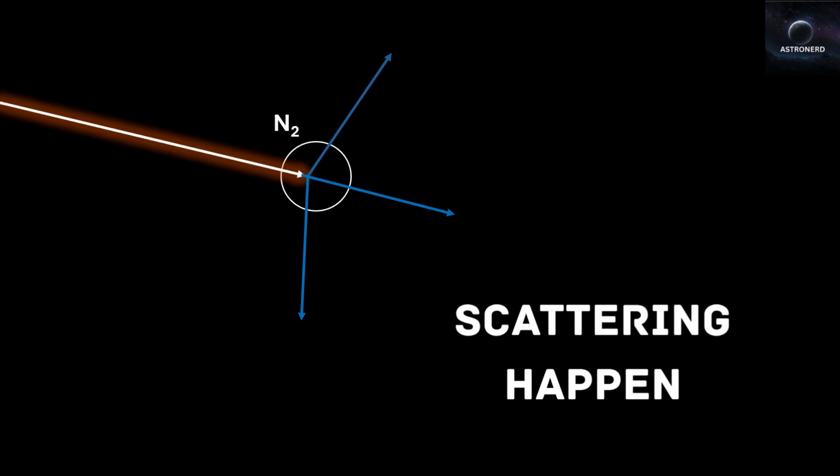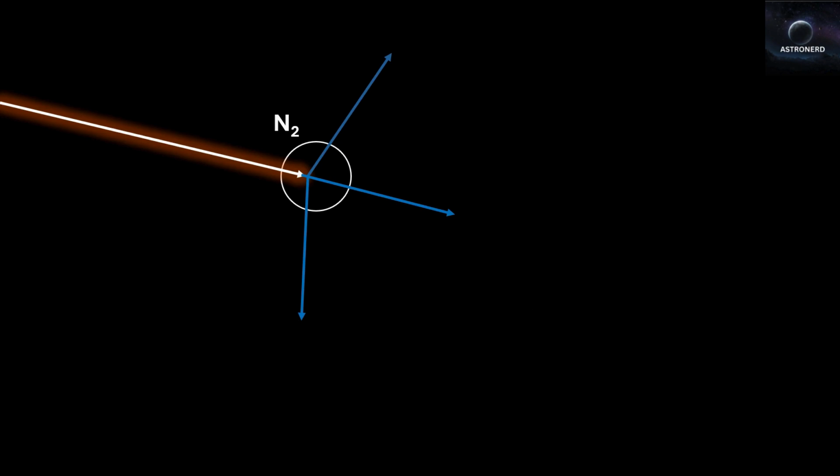Now, imagine one ray of sunlight entering the atmosphere. As the light travels, it encounters these tiny molecules. When light meets a molecule, a small amount of the light gets redirected. In physics, we call this scattering. The light is still there. It has simply changed direction. And this scattering happens billions of times throughout the atmosphere.